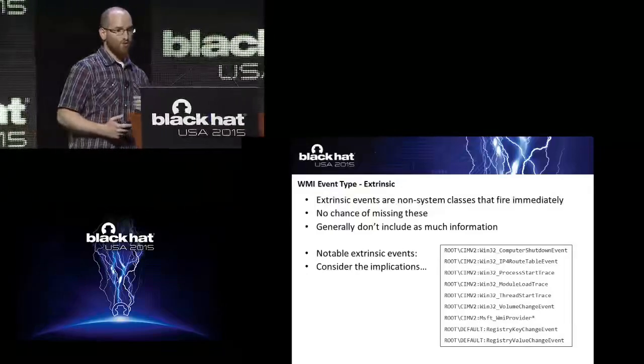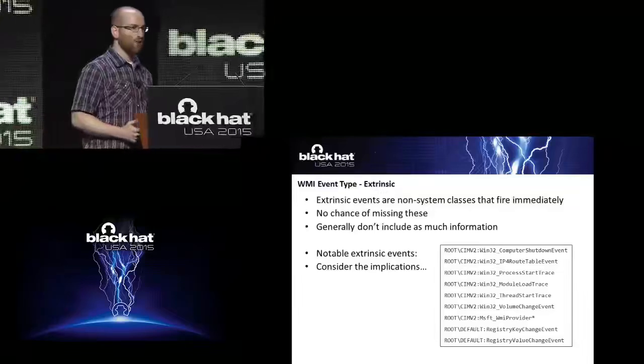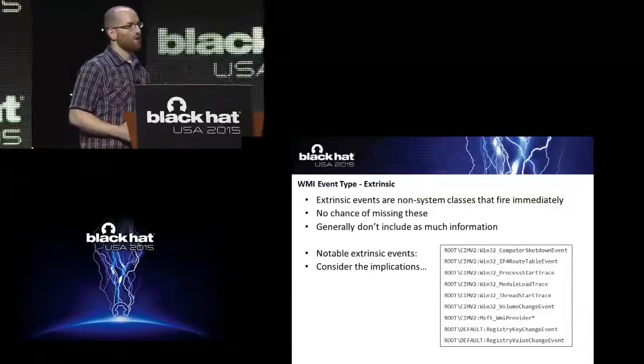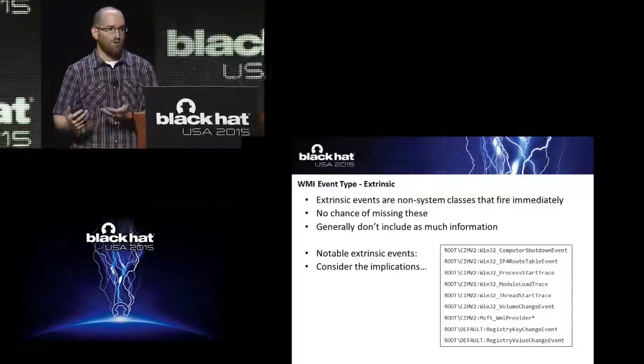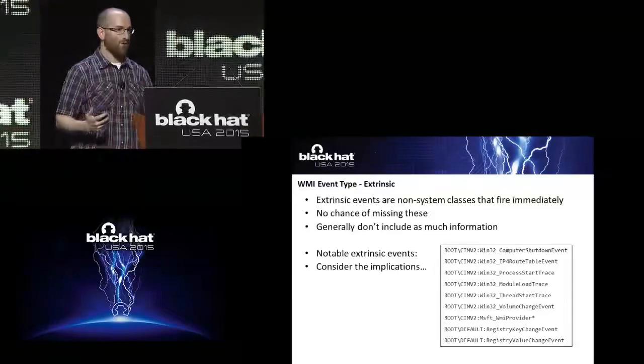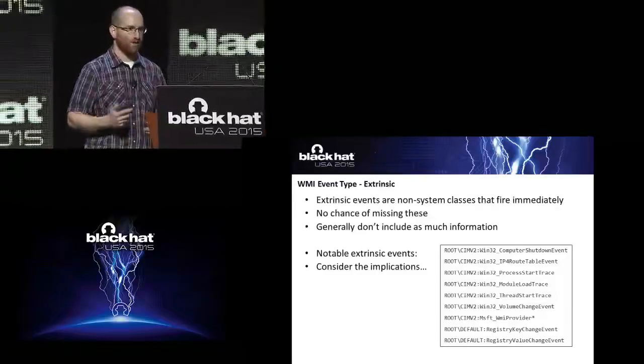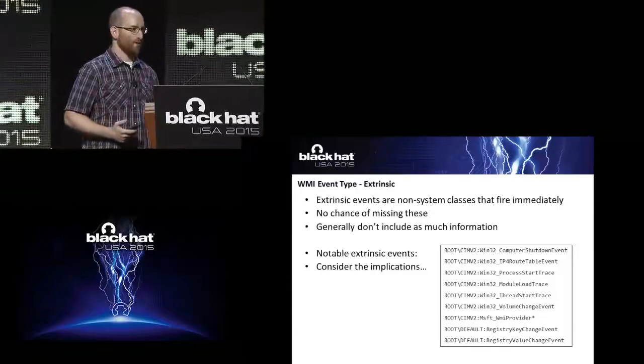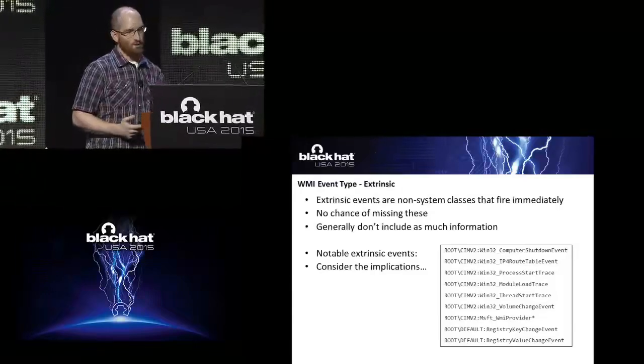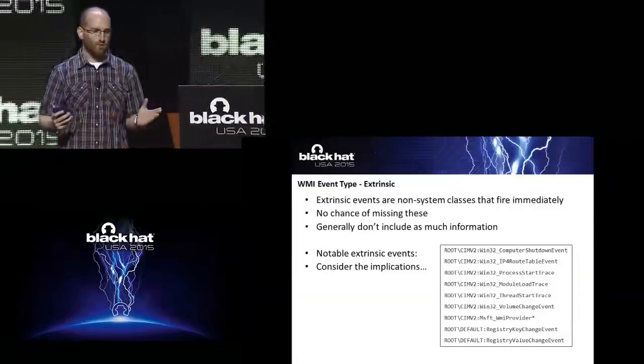All right, so Win32 process start trace. This fires immediately upon any process starting. So imagine there was some process, like an executable name that you were targeting. I don't know, like procexp.exe, and upon triggering that, you would just go and kill that process. You could really get creative with these here.